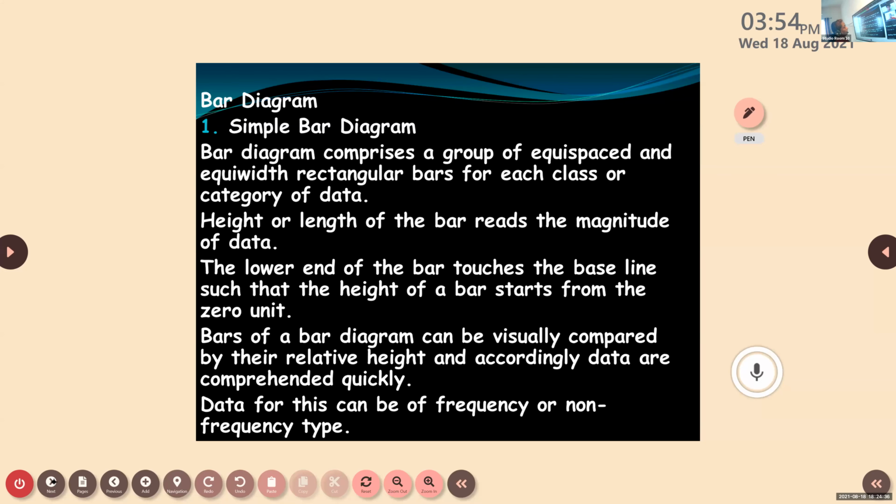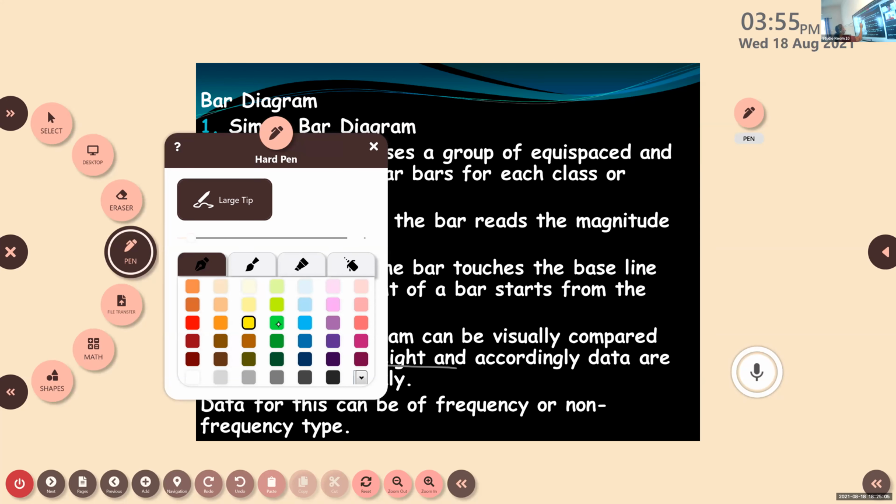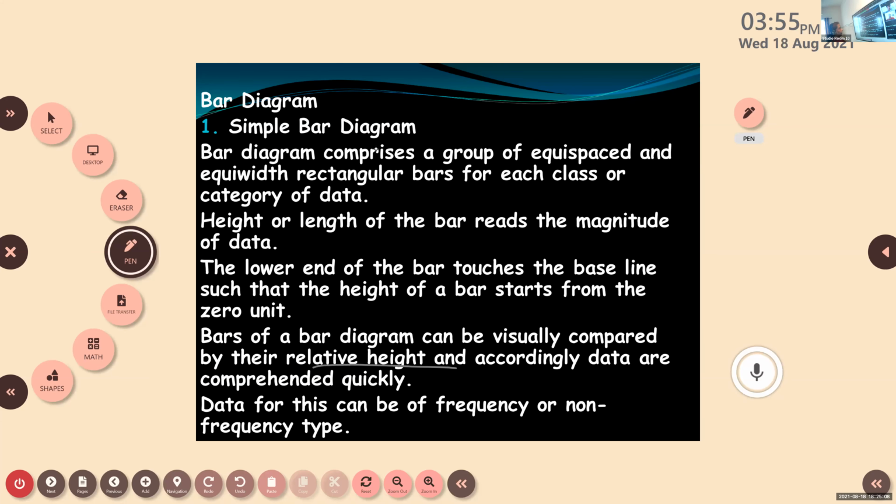Then, Rahul, any other point? Use of simple bar diagram: data can be frequency or non-frequency. Data can be easily compared by seeing the height of the bar diagram. Okay, so by seeing the height, we can easily compare and say which one is higher or which one has more or less. There are two types of data I told, frequency data and non-frequency data.